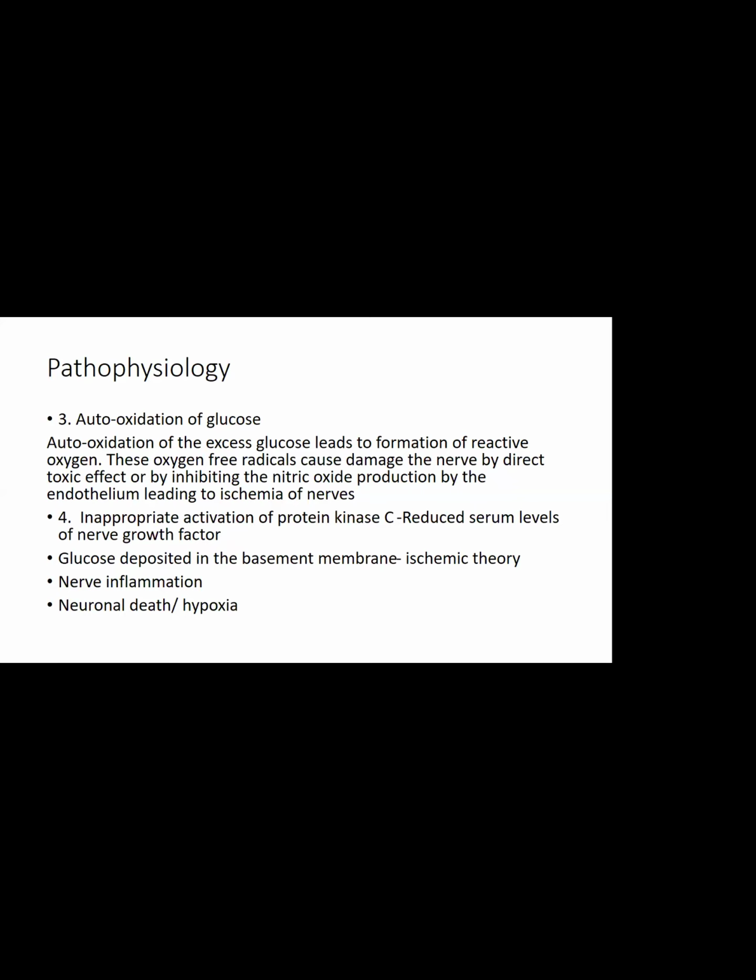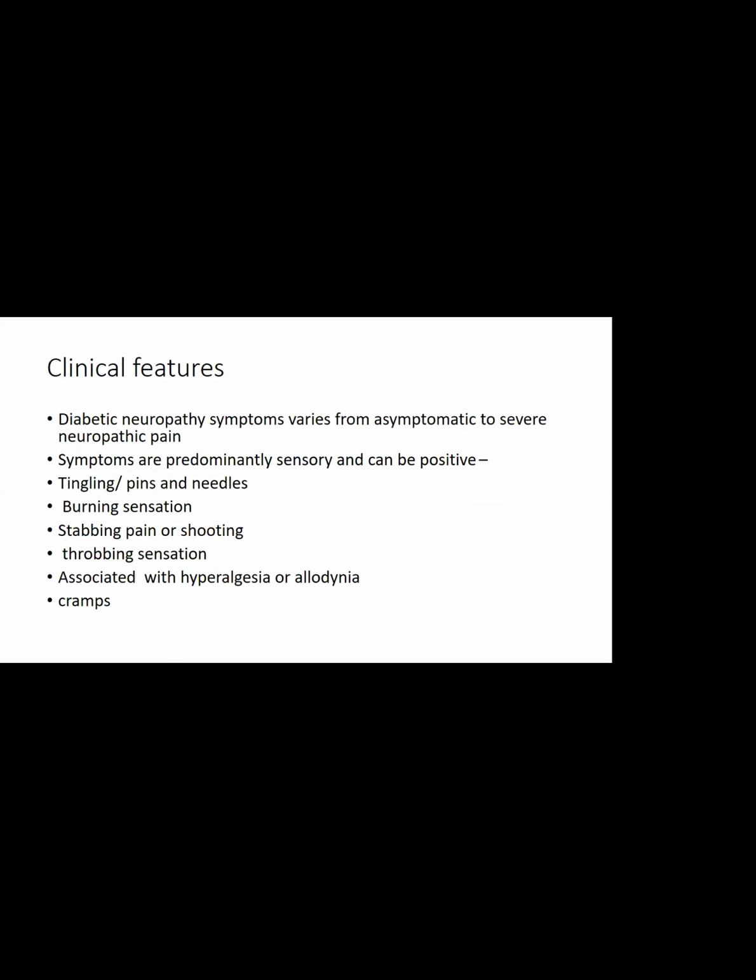So hyperglycemia has been noticed to be the cause of diabetic neuropathy. A lot of glucose is deposited in the basement membrane, causing ischemia, nerve inflammation, neuronal death, and hypoxia of the nerves. What are the clinical features of diabetic neuropathy?